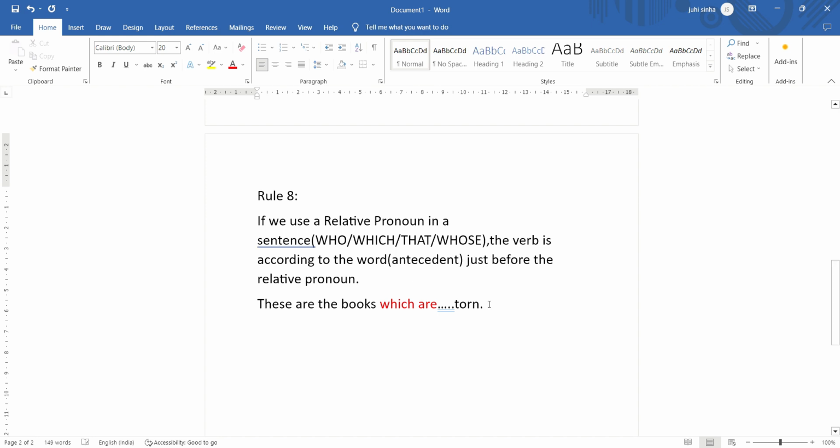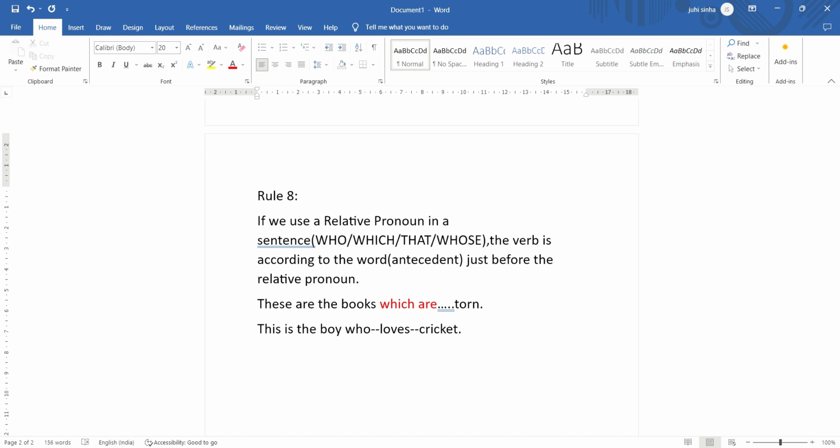Okay, let's take up another example. This is the boy who, suppose I have to choose between love or loves. So my answer will be according to the word just before the relative pronoun, that is boy. And the answer is loves.